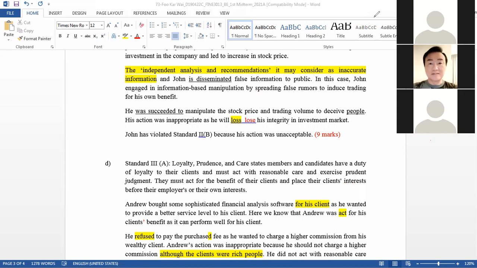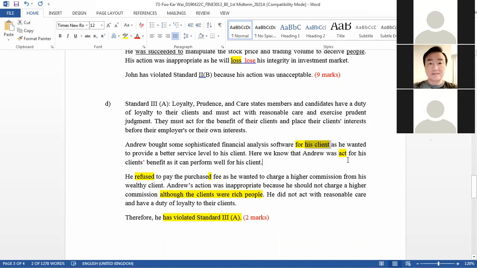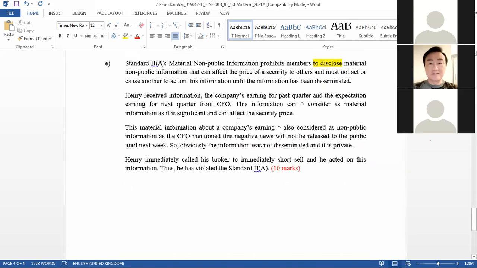Right. So D, basically you got this wrong, right? Although the clients were rich people, he refused to pay the purchase fee. Wow. For his client. Are you sure for his client? For his group of wealthy clients, right? And then this part is very badly written. Andrew acted for his client's benefit. So, but you got this wrong, and this is very badly written. You got 2 marks. Right. So E, in its totality, you got 10 marks.